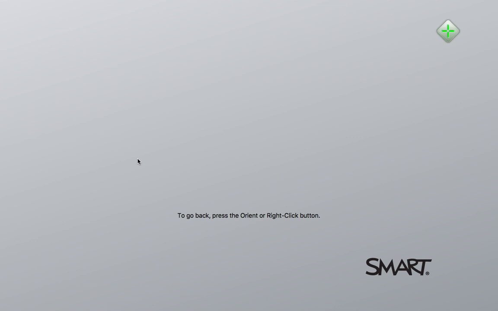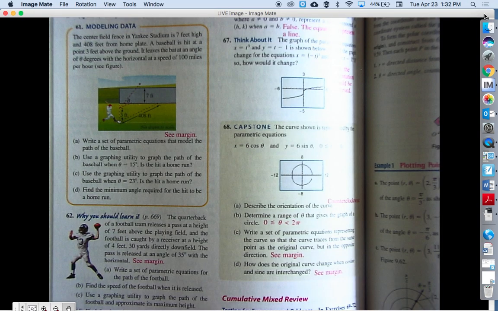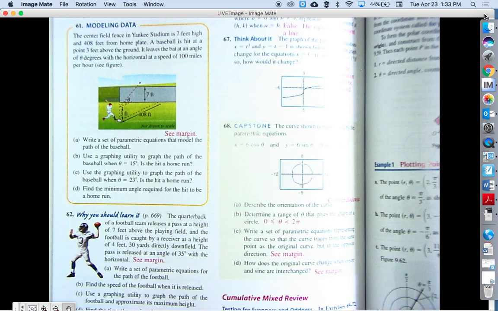But it says that Yankee Stadium has a center field that is 408 feet from home plate, and it has a wall of 7 feet. So just kind of showing you, this is the information that is given. And of course, that little diagram looks exactly like Yankee Stadium. It's a pretty good rendition of that for sure. So a little baseball guy at home plate, showing you the distance to center field and then the height of center field. So part A says write a set of parametric equations that can model the path of the ball.